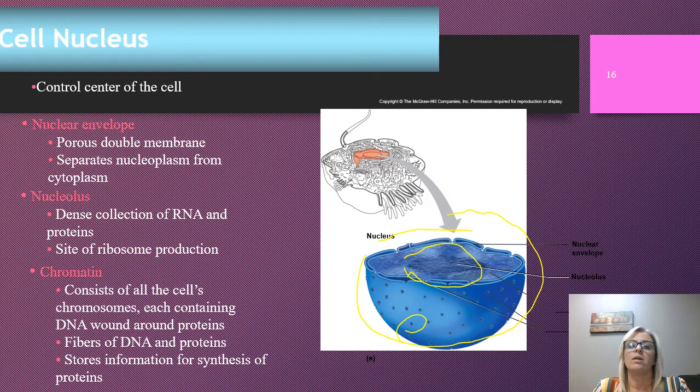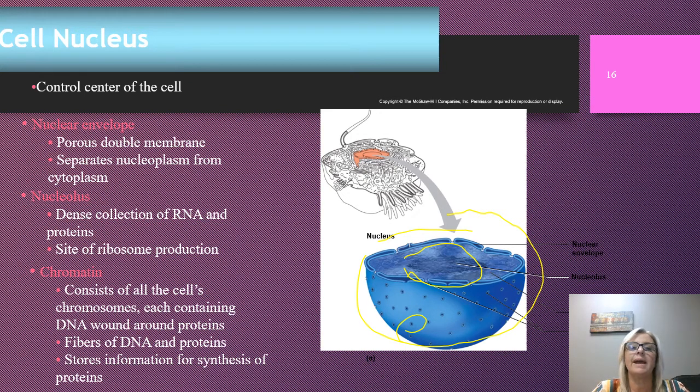So it contains RNA and protein. It does not have a separate membrane. It contains nuclear pores for ribosomes, which are produced there. So the ribosomes are made in the nucleolus, and then they're shipped out through those nuclear pores into the rest of the cell.